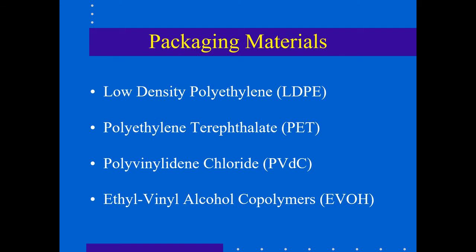In the past, they normally used this as material for containers, and normally labeled as number 7. The last one is ethyl vinyl alcohol copolymers, EVOH. We'll look in more detail at the application of each of these packaging materials in the later slides.